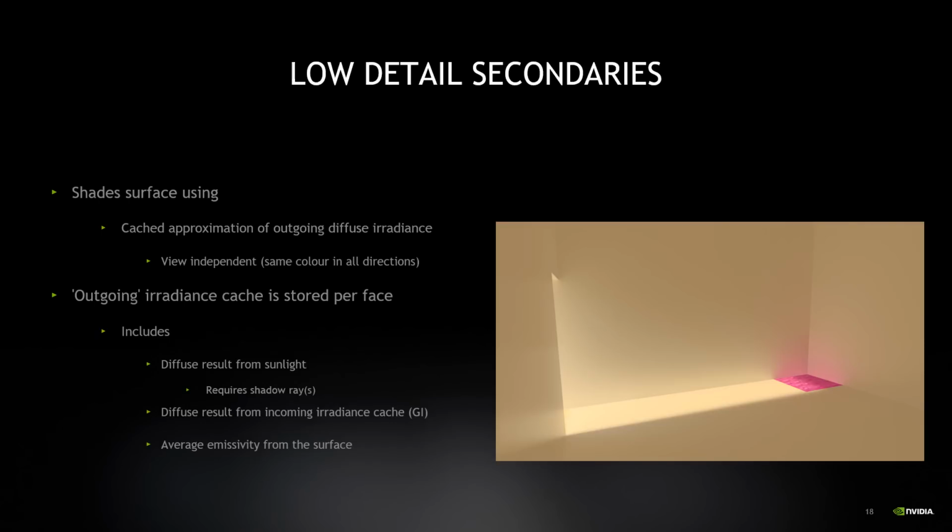The outgoing irradiance includes all of our lighting. So it includes sunlight, and it includes any self-emissivity from the surface. The result of this is that the final diffuse lighting result is what's stored in the cache. When we're using this cache to estimate the radiance coming from a particular direction, it's just a simple lookup from the primitive index. That makes this super cheap.